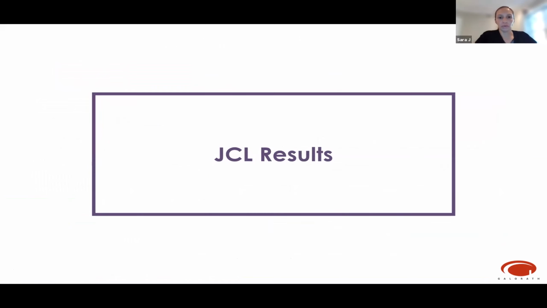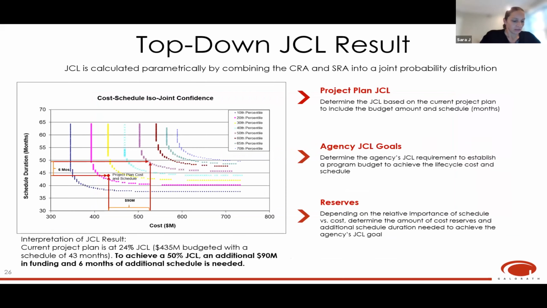Yeah, so we'll talk about what JCL results look like in a presentation, and how you would explain it to your management. First, looking at this example of a top-down JCL output, on the y-axis is schedule, and on the x-axis is cost. The cost and schedule ISO curve on the graph represents a JCL confidence level percentile. So you see the different percentiles from 10% all the way up to the 70th percentile. In this particular example, the project plan has a $435 million budget and a 43-month schedule. Looking at the graph, the project plan position is at the 24% JCL.